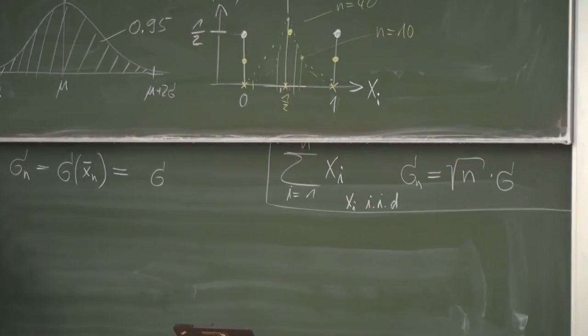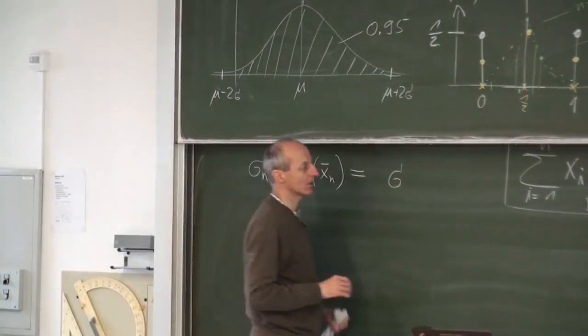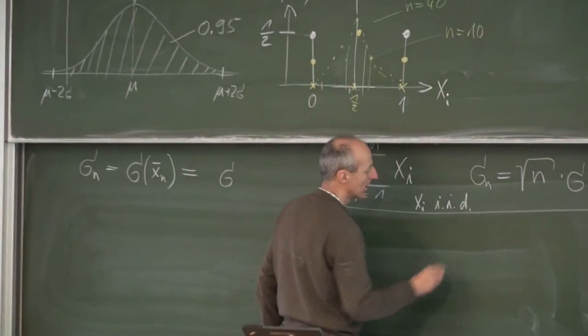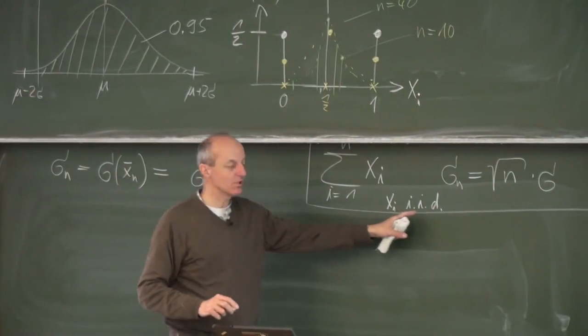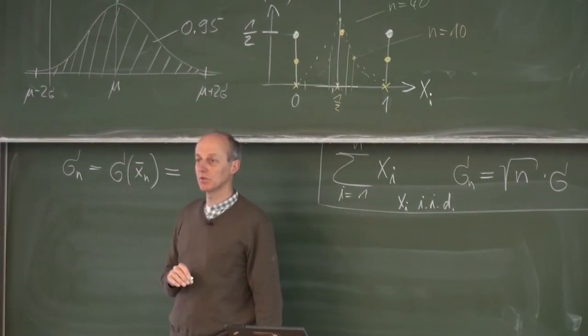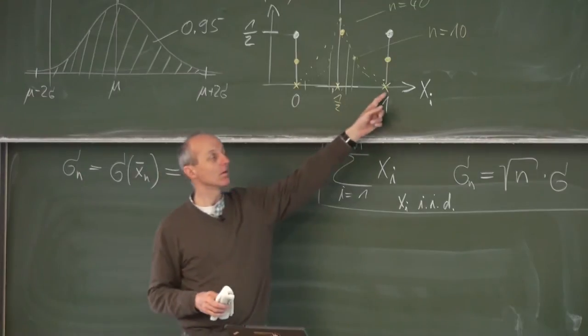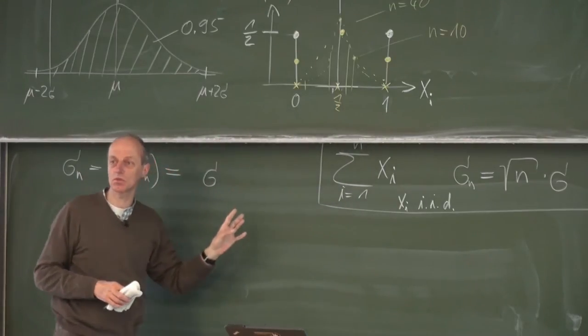First, the experiments have to be done independently. They have to be statistically independent. And this is the really ingenious result. It does not depend on the original distribution. No matter how our distribution looks like, it may be like this, a discrete distribution.